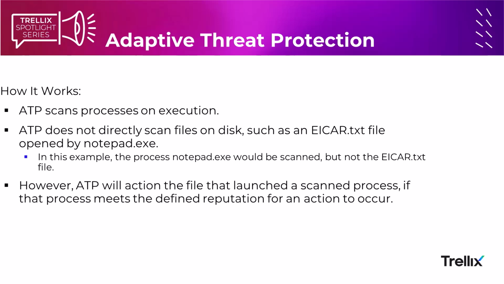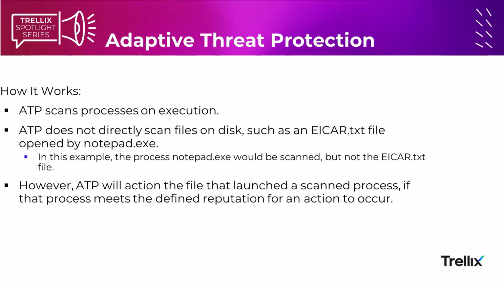So if you take the example of an EICAR test file, you can't expect ATP to give you detection on something like an EICAR test file copied to disk, right? That would be your on-access scanner. It will, however, monitor what Notepad is doing, right? The process that actually opened that text file. And if something malicious is found with the process, then we expect an action to occur based on whatever reputation is assigned to that process.